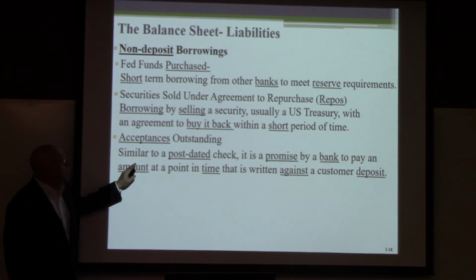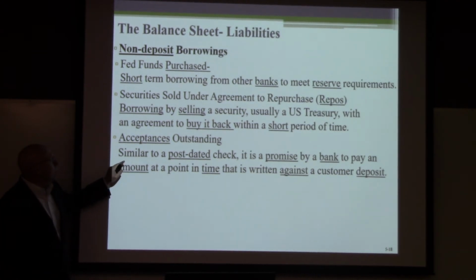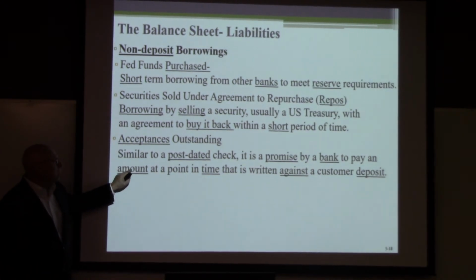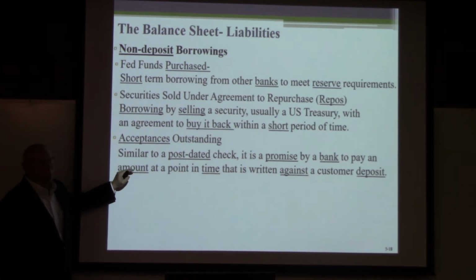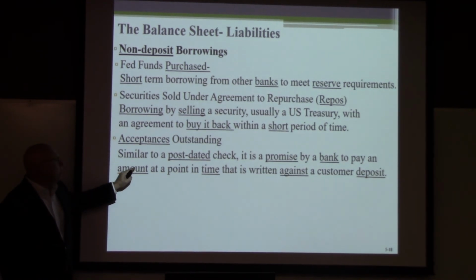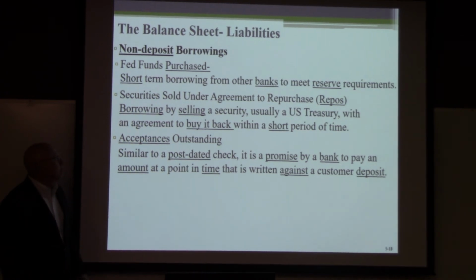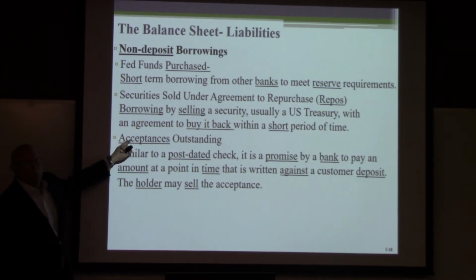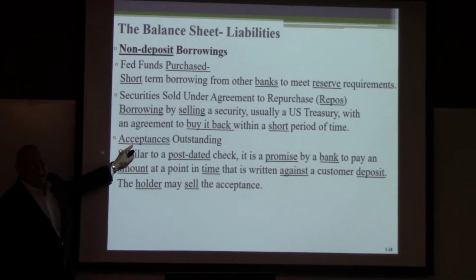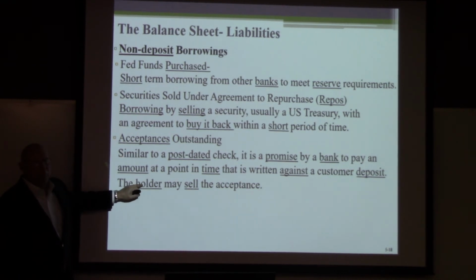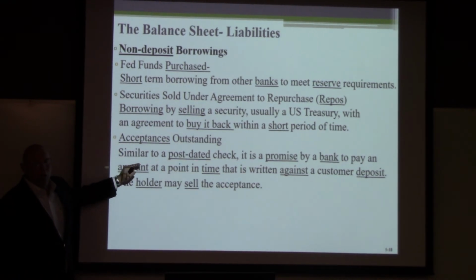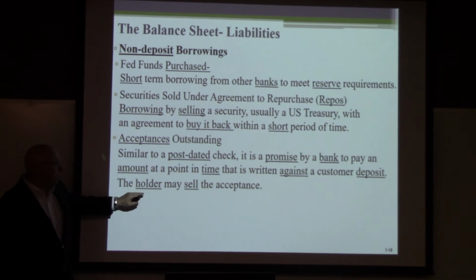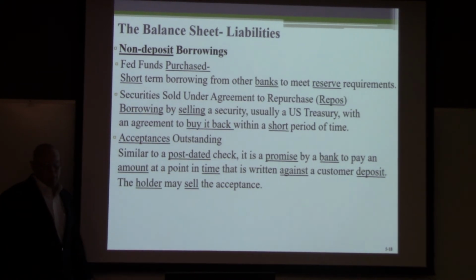So it is a guaranteed payment. And so the bank could be obligated to make that payment. So it is a liability. The holder of the acceptance is going to get paid. So they have a piece of paper that says the bank will pay this amount at some point, and so the holder could sell that acceptance. It's worth something. It's an IOU.